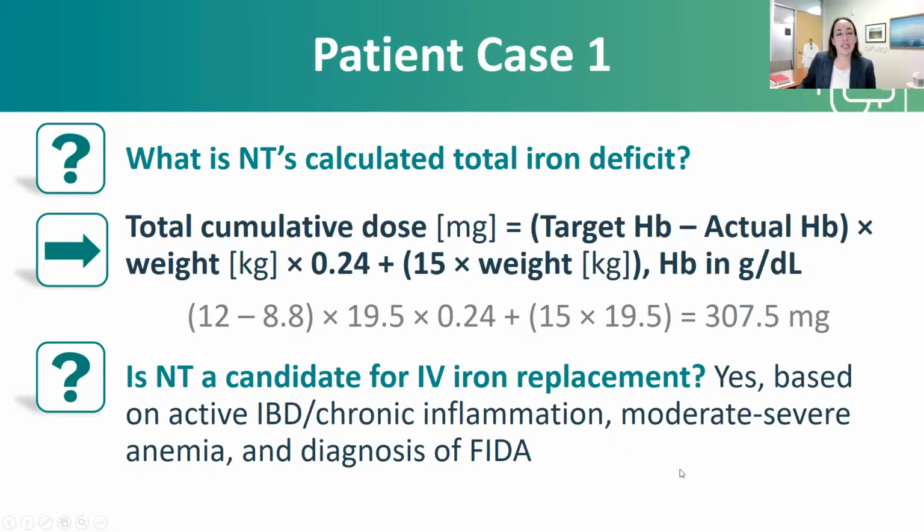The next question is, is NT a candidate for IV iron replacement? I would suggest that yes, he is, because he has active inflammatory bowel disease with chronic inflammation. He has moderate to severe anemia, and he has a diagnosis of functional iron deficiency. So we don't think oral iron will be effective. He has active inflammation, so IV iron is really optimal for this patient at this point.